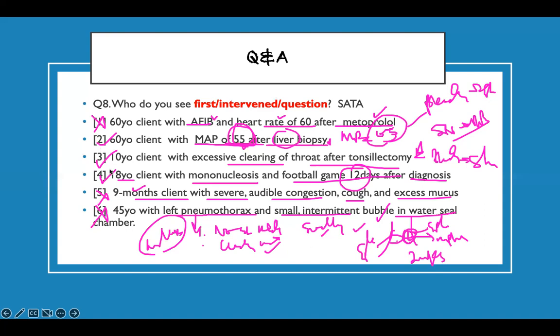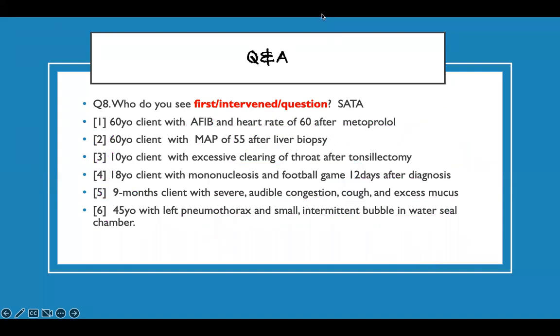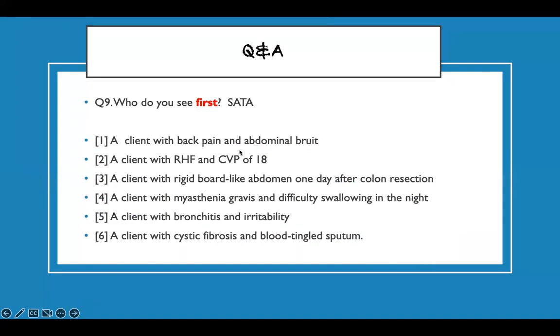Okay, so we have 2, 3, 4. It's getting hot, right, guys? Number 9. Same thing. The more we do it, you get used to it. Who do you see first? Or they can change it. What is your intervention? I usually use the same phrase, but it doesn't matter.